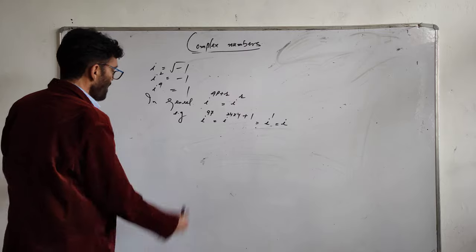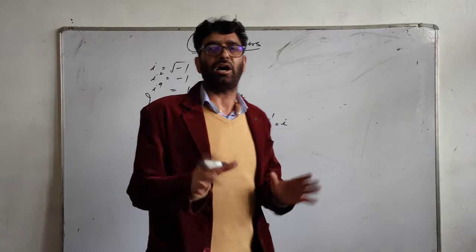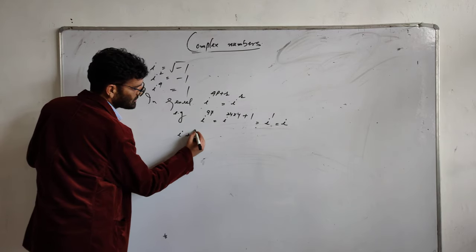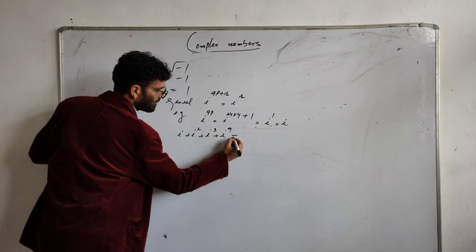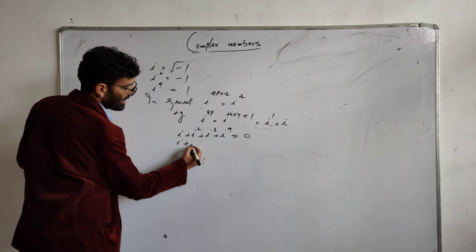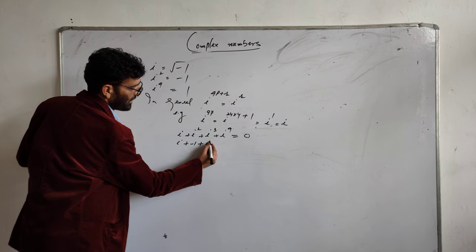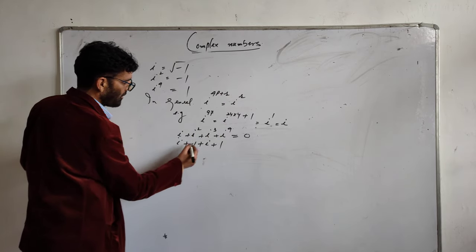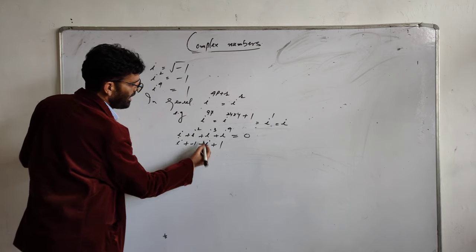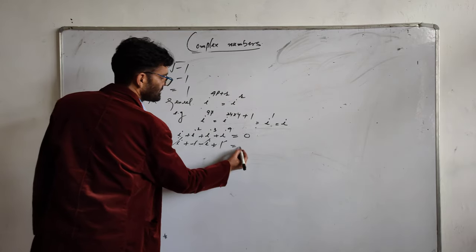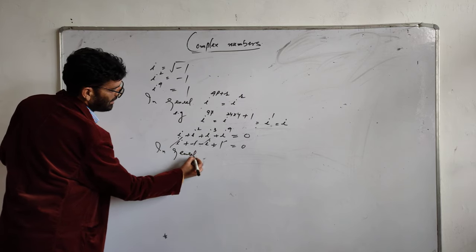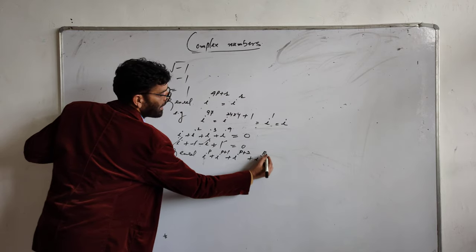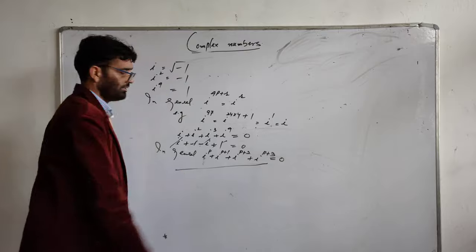It must also be remembered that the sum of any 4 consecutive powers of iota is equal to 0. That is, iota plus iota square plus iota cube plus iota raised to the power 4 will surely be equal to 0. For example, iota plus iota square, which is minus 1, plus iota cube, which is iota square into iota, that is minus iota, plus iota raised to the power 4, that is 1. The 1 and minus 1 cancel, and iota and minus iota cancel, so it is equal to 0. In general, iota raised to the power p plus iota raised to the power p plus 1 plus iota raised to the power p plus 2 plus iota raised to the power p plus 3 is equal to 0. Remember this property of this imaginary quantity.